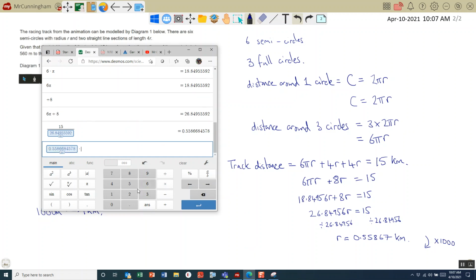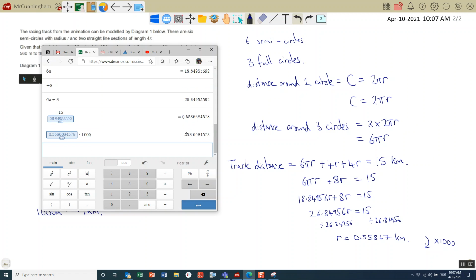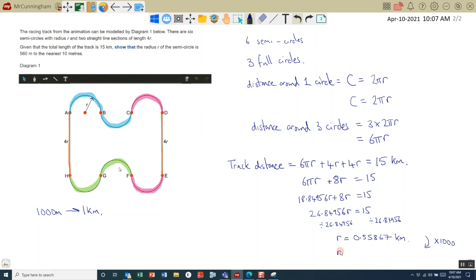If you want to do it, make sure you don't make a silly mistake, then go for it. 558.67. That's now in meters. And we need to give it to the nearest 10 meters.